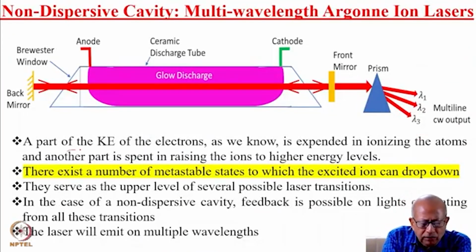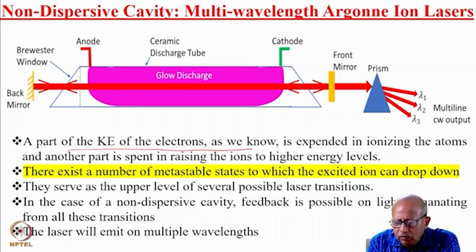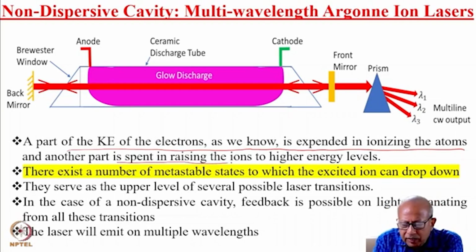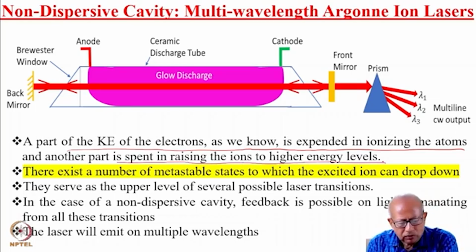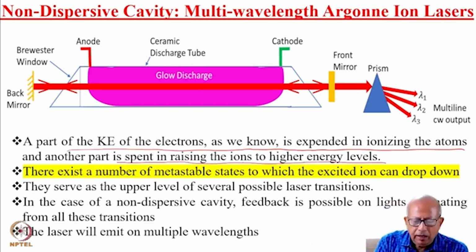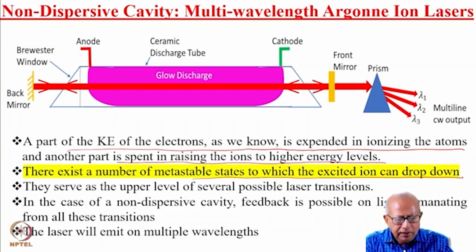See, a part of the kinetic energy of the electron, as we know, is expended in ionizing the atoms, and another part is spent in raising the ions to higher energy levels. We have already discussed this. And there exist a number of metastable states to which the excited ion can drop down. I will very qualitatively explain the energy level diagram of this laser.